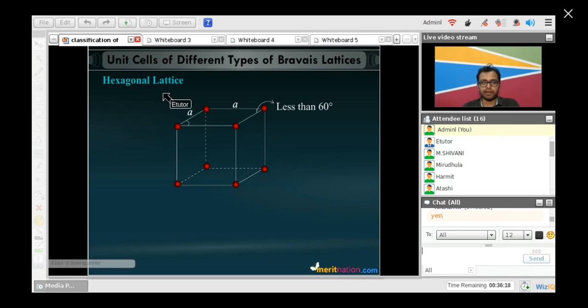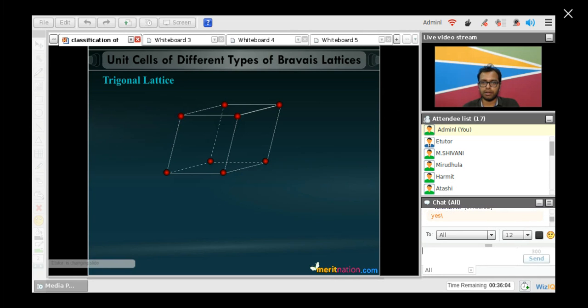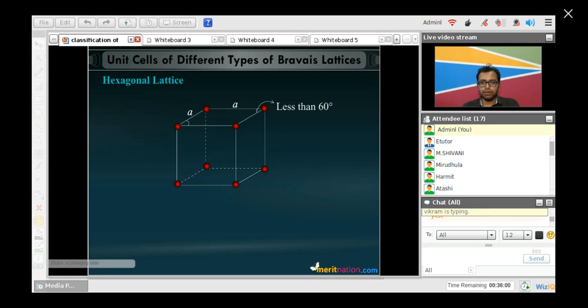Now, in case of hexagonal lattice, you will always have only the primitive cell, right? There are different lattices shown here, right?